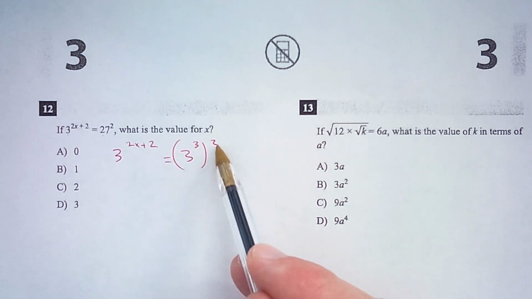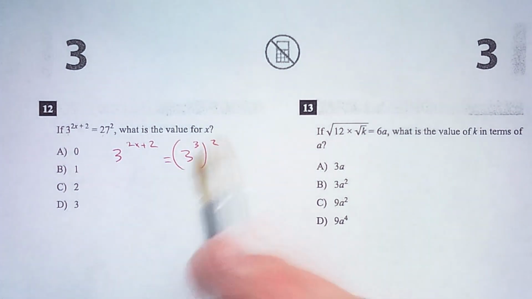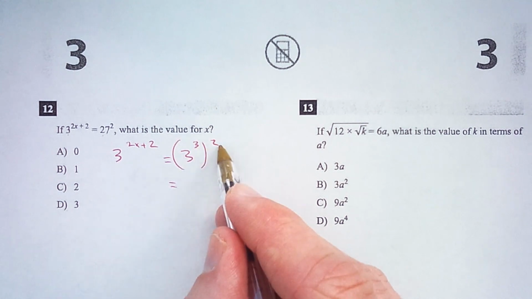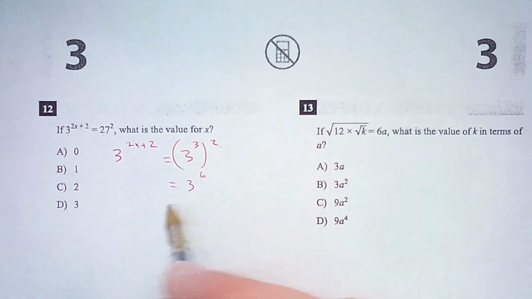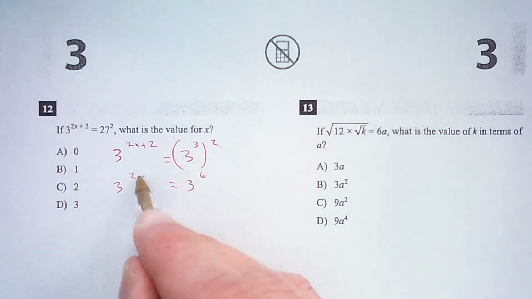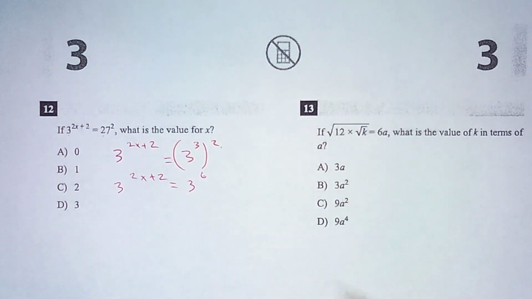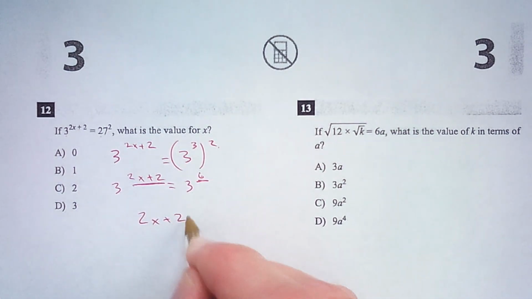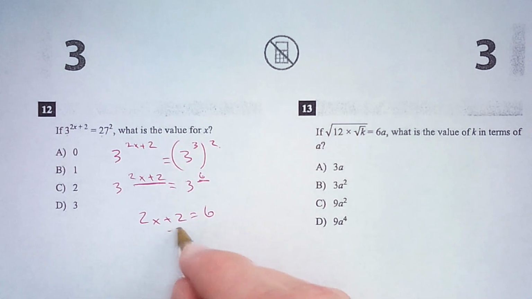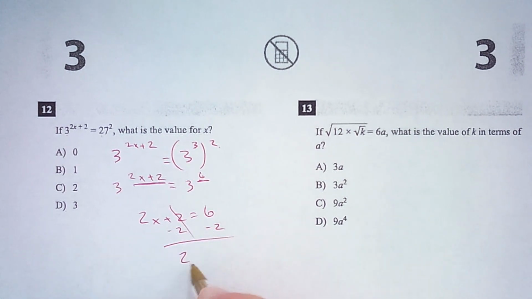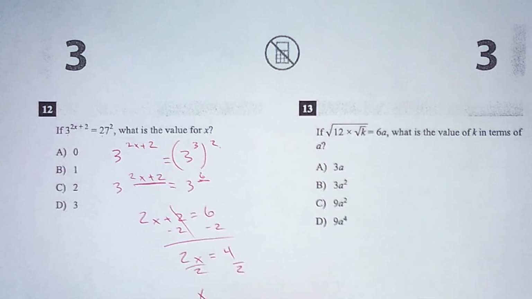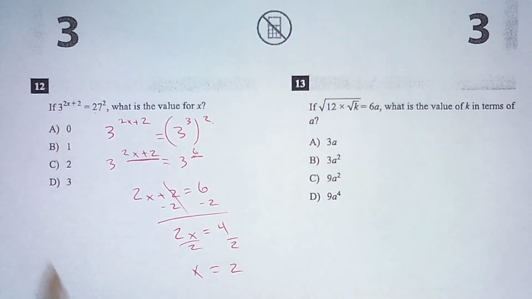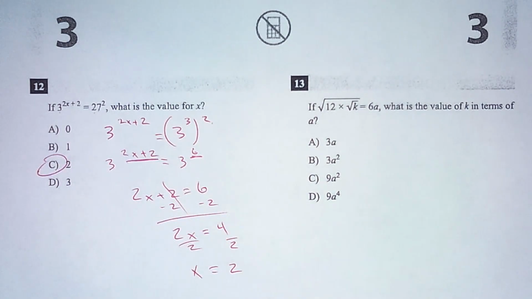Now when I raise a power to a power, so 3 to the third power to the second power, that is the same as multiplying those powers. So it's 3 to the sixth power equals 3 to the 2x plus 2 power. Now when the bases are the same, that means these exponents are the same. So 2x plus 2 is equal to 6, minus 2. 2x equals 4, and divided by 2, x equals 2. Option C.